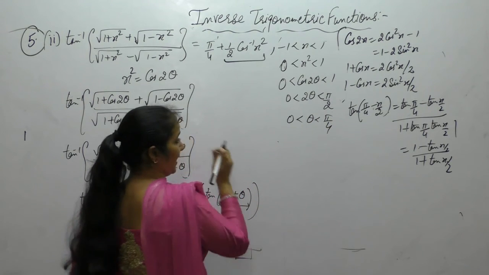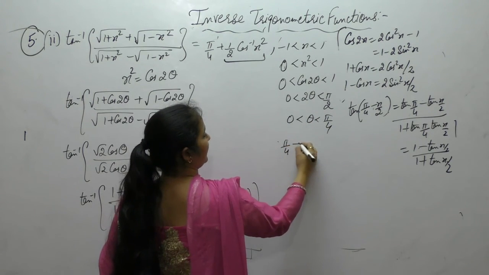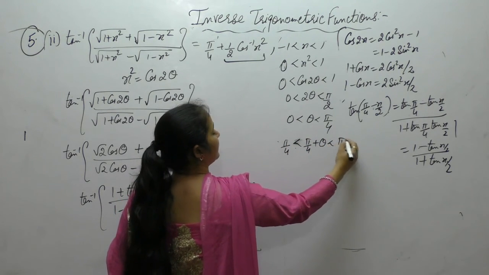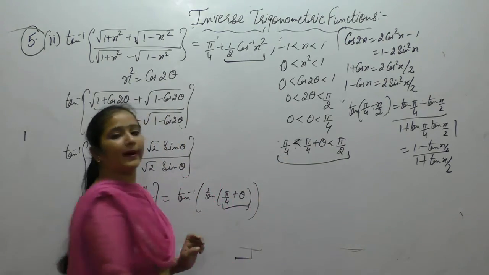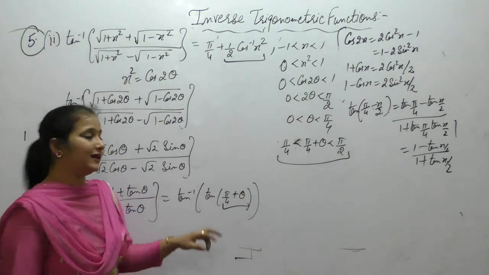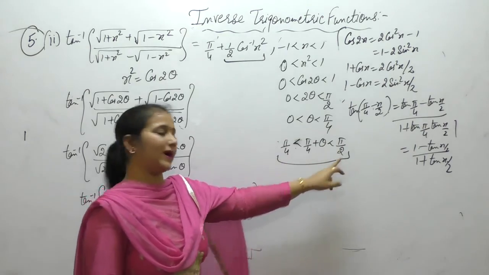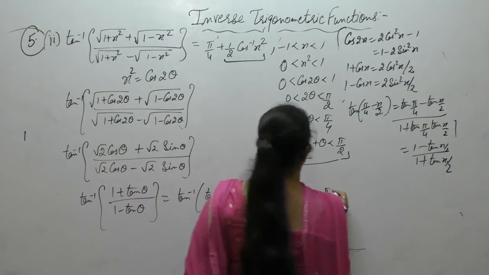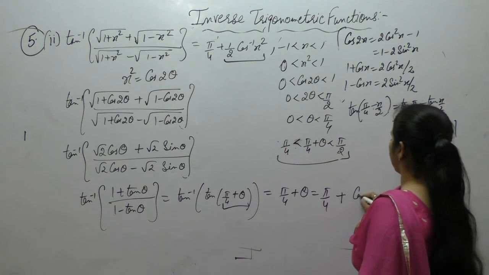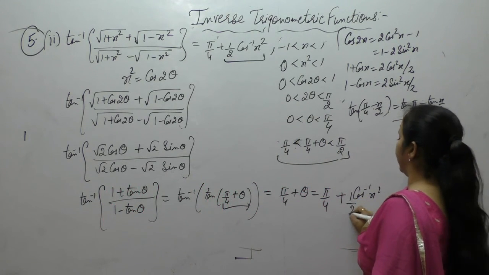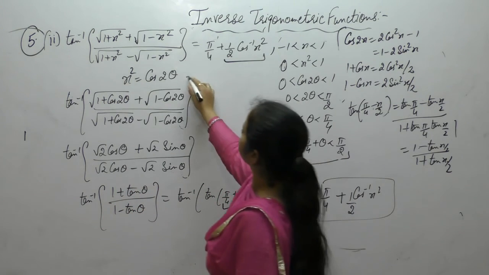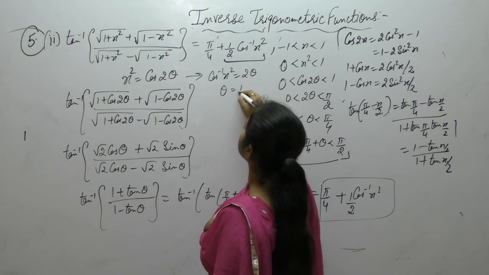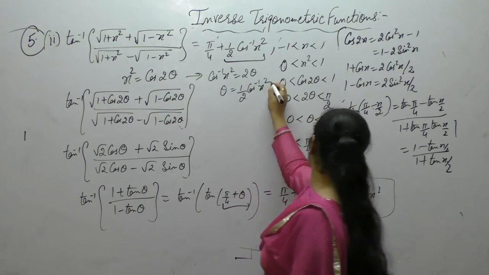Now here we have pi by 4 plus theta. Add pi by 4: pi by 4 plus theta, pi by 4 plus pi by 4 is pi by 2. The limit of tan lies between minus pi by 2 to pi by 2. So tan inverse tan of (pi by 4 plus theta) is equals to pi by 4 plus theta. And the value of theta is 1 by 2 cos inverse x square. We can write it as cos inverse x square is 2 theta, or theta is 1 by 2 cos inverse x square.